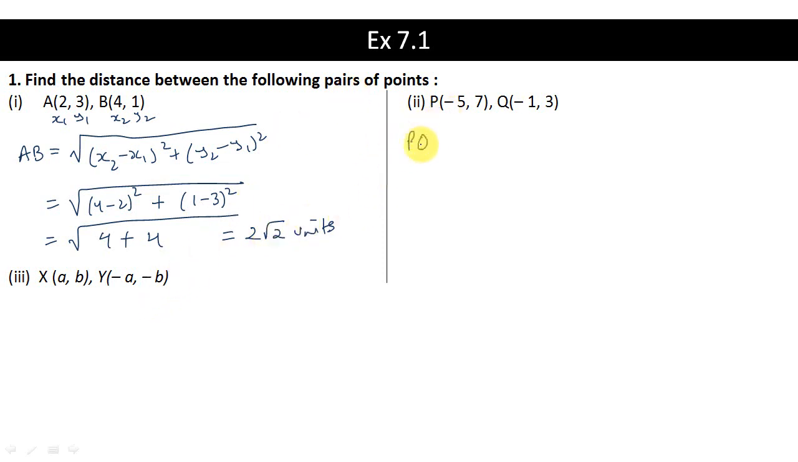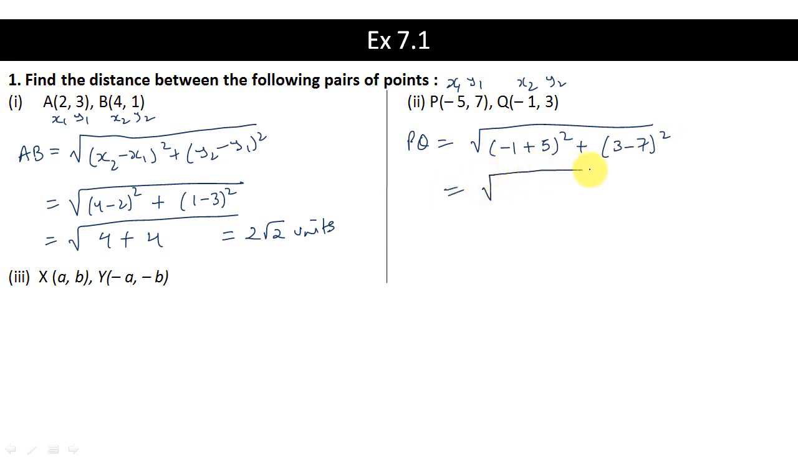Next, PQ. This will be under root of x2 minus x1 square. Let us suppose this is x1 y1, this is x2 y2. So this will be x2 minus x1 square plus y2, which is 3, minus y1, which is 7, square. 5 minus 1 is 4, 4 square is 16, plus 3 minus 7 is minus 4, which is again 16. So this will be under root 32, which can be written as 4 root 2 units.